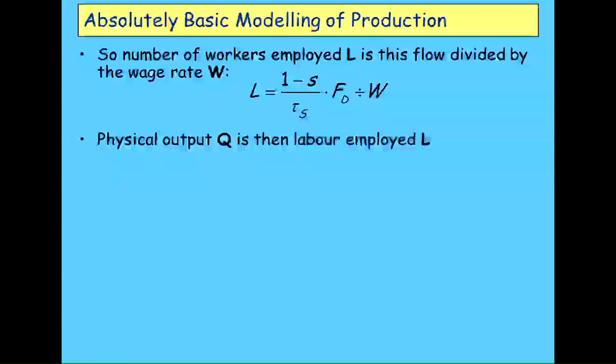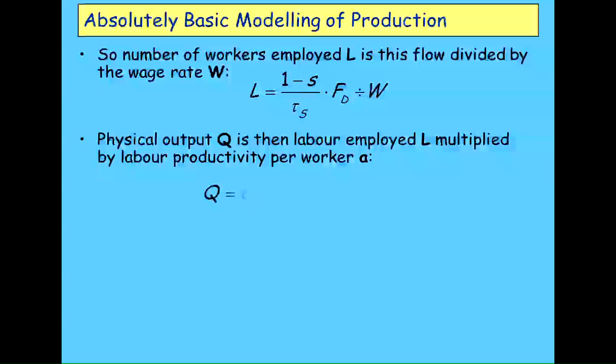So physical output is then that amount of labour multiplied by labour productivity. And of course, Q is the flow of goods per unit of time. It's output per annum, effectively. When you're in equilibrium, I can certainly use an annual basis there.